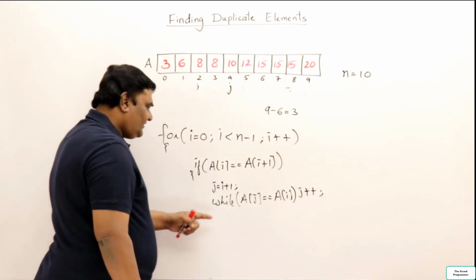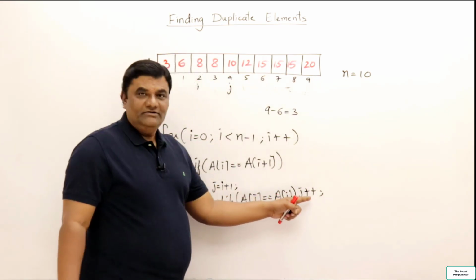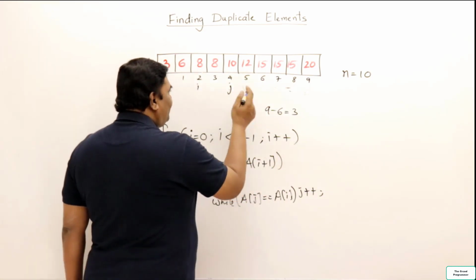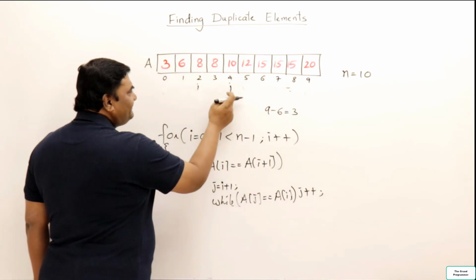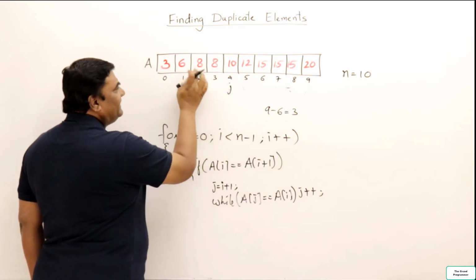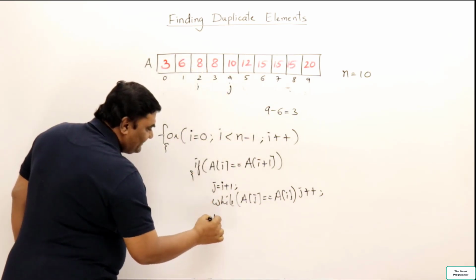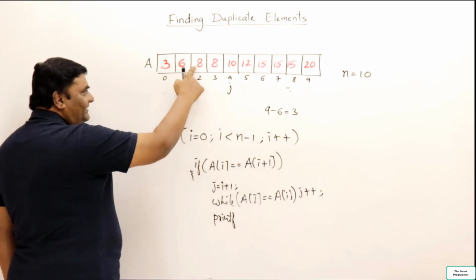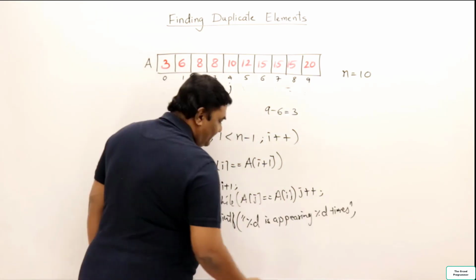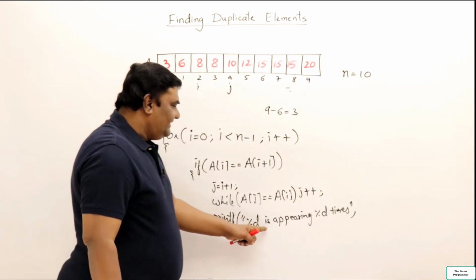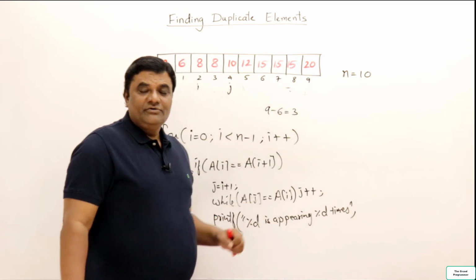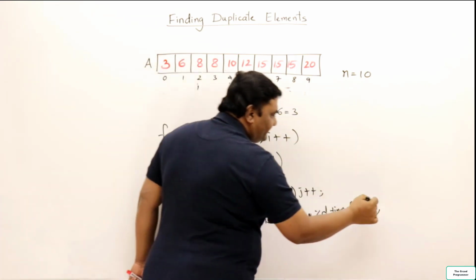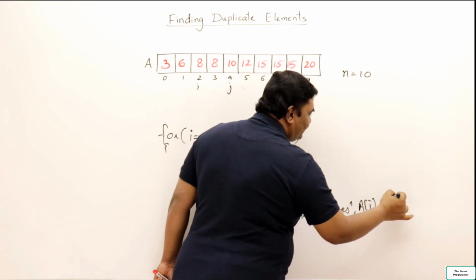Here I have not written any brackets or anything. This is a part of the while loop, right? In a single line I am writing it. Then once j stops at some place like here, the difference between these two is the number of times 8 is duplicated. So I can print this one. Printf. I will print the duplicate element and the number of times: percentile d is appearing percentile d times. So who is appearing how many times? j minus i times.